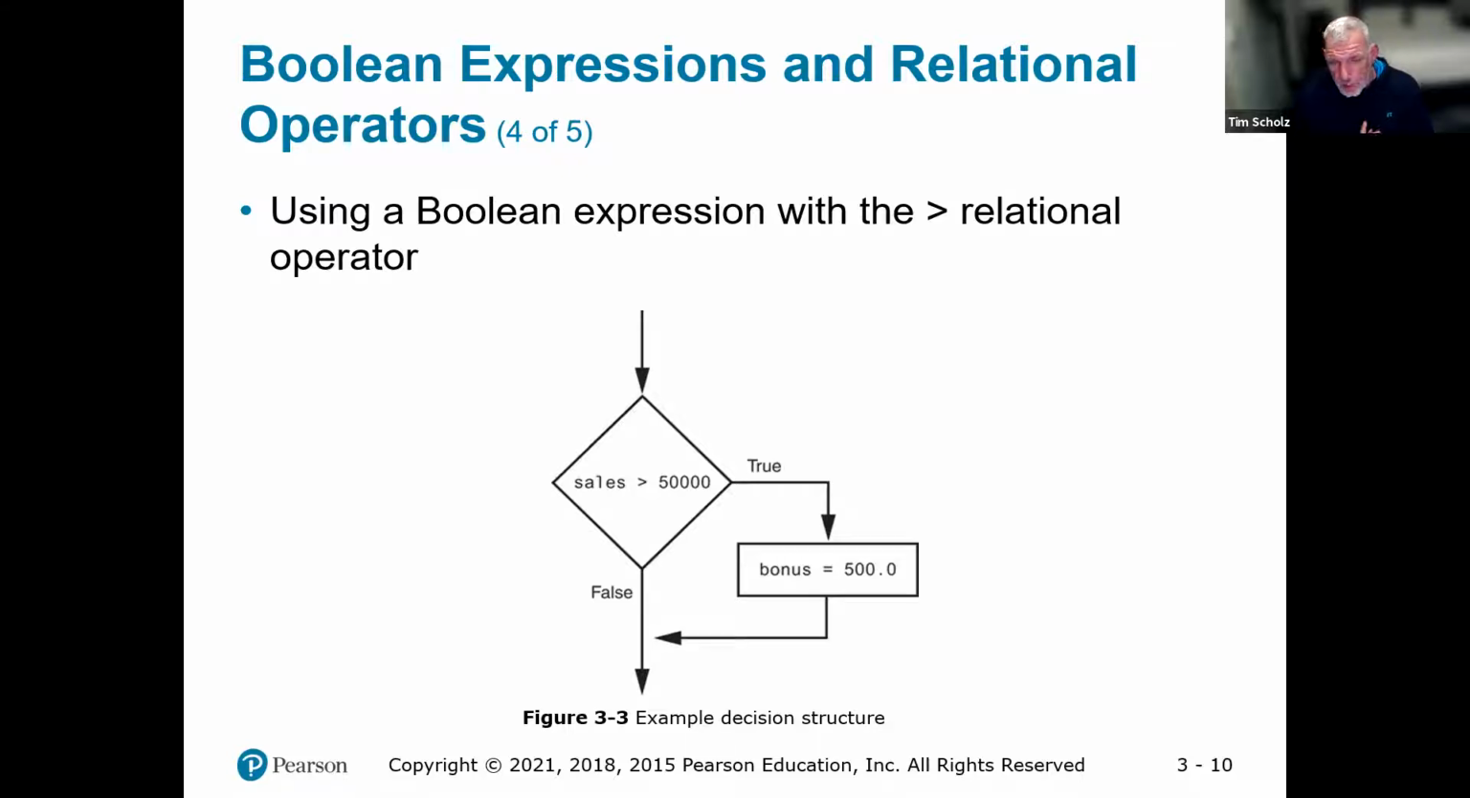In this example, a flow chart, it's got a Boolean expression using the greater than. Basically, some variable used higher up in the code sets the value for sales. Here you're checking to see if sales is greater than 50,000. If that evaluates to true, then there's some sort of bonus attached to it, so you set bonus equal to 500. If it's false, you do nothing. That gives you the idea of how this falls into the decision structure.